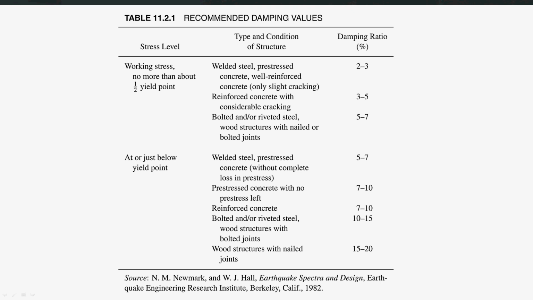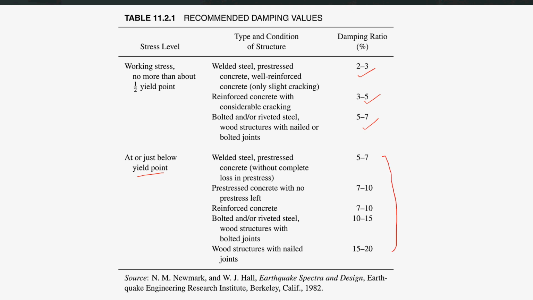So we see that at this level, for different types of structures, for example welded steel, pre-stressed concrete, well reinforced concrete, you have specified or recommended values to be used as modal damping ratios. At a stress level which is higher than the working stress level, which is just below yield or at yield, the values are higher.